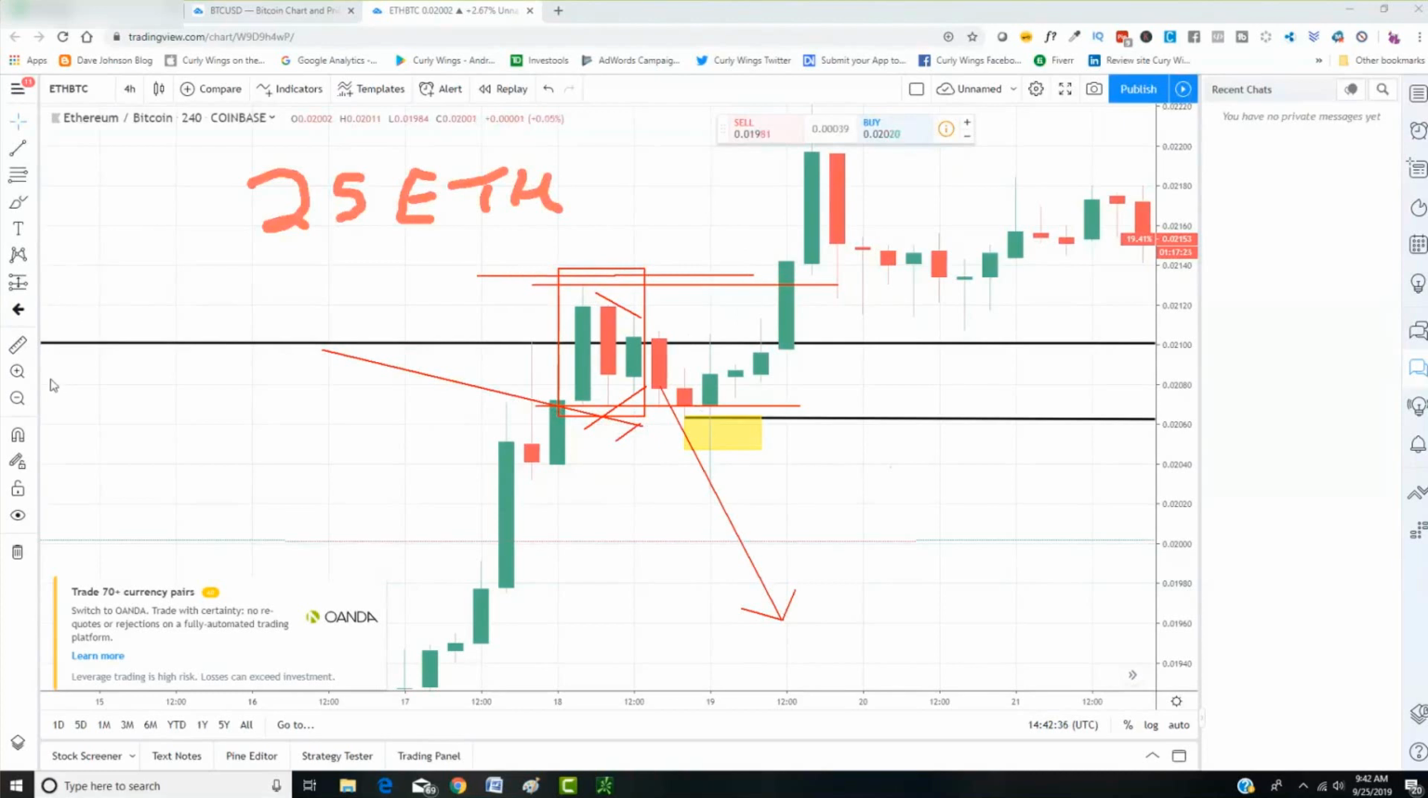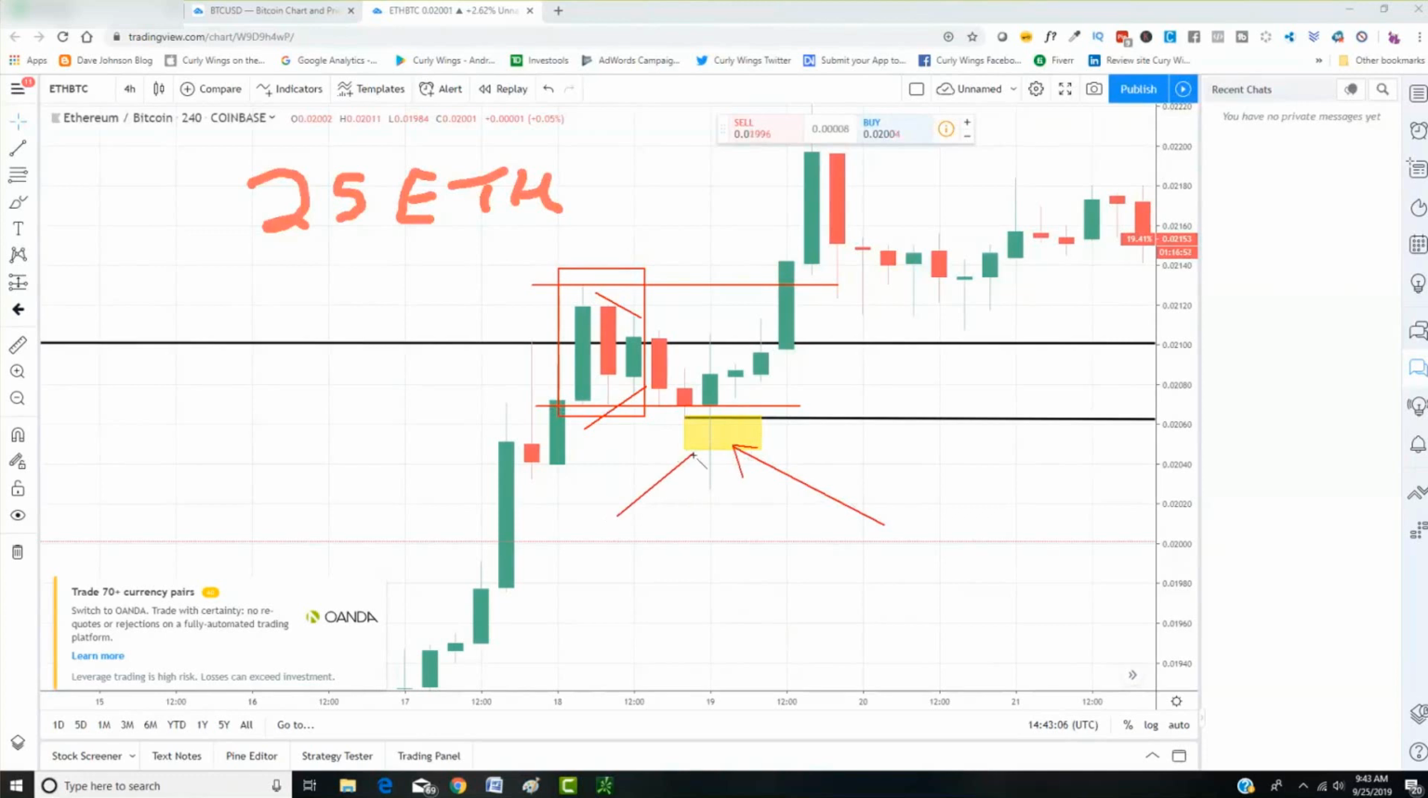So let's see what happened. Okay, so check this out. If you notice, price did break through. Sorry, I got this WebEx here. Price broke through this inside bar pattern. So this is the mother bar low. It broke through it. Now, I sold my Ethereum for Bitcoin, and look what happened.